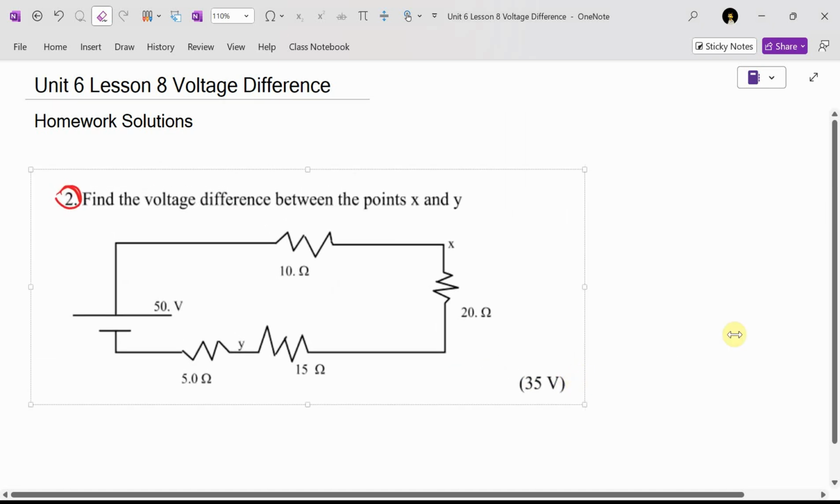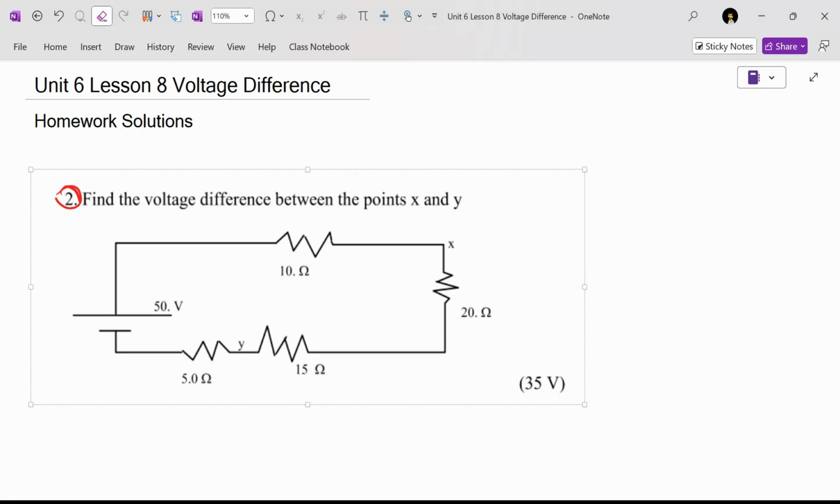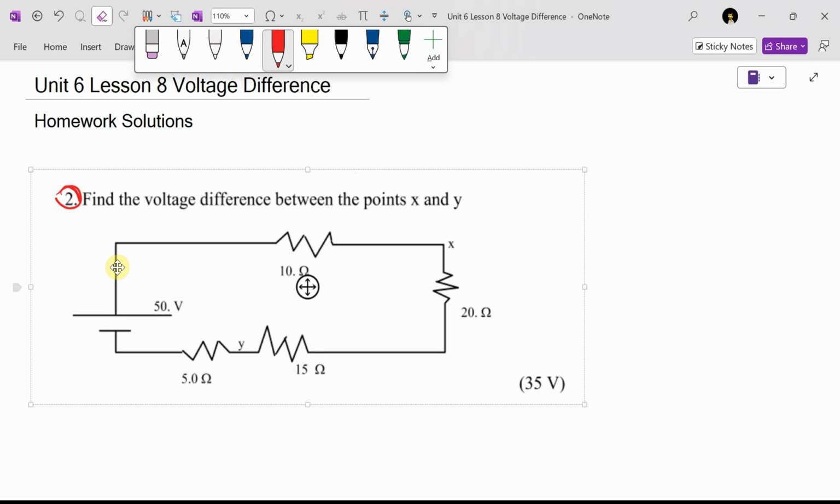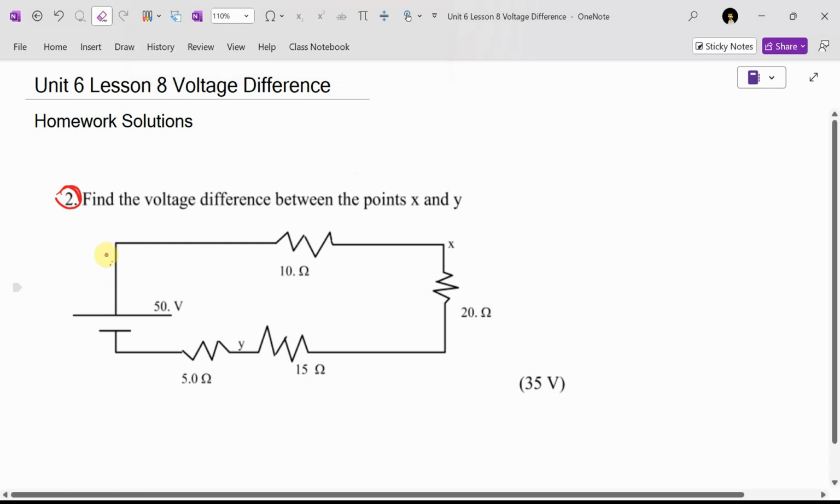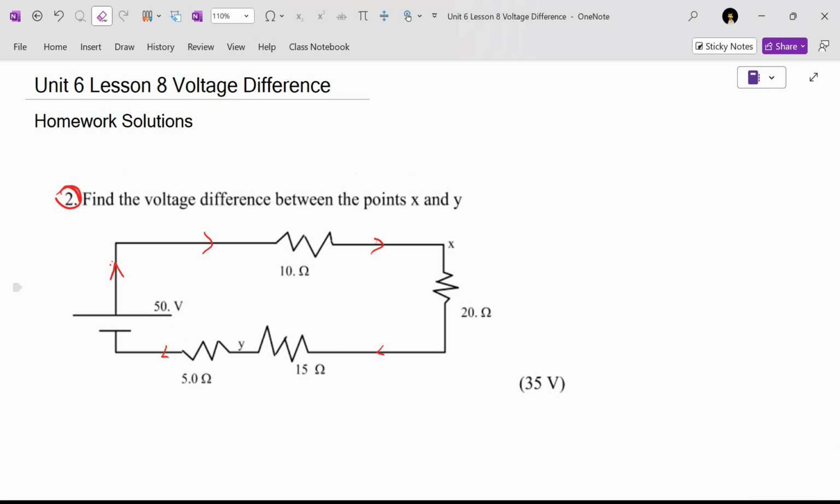So, questions from the homework from lesson 8. Just find the voltage difference between points X and Y. So first thing I'm going to do is label downhill. That's downhill, downhill, downhill. Next, I'm going to look for total current. I don't see amps anywhere.